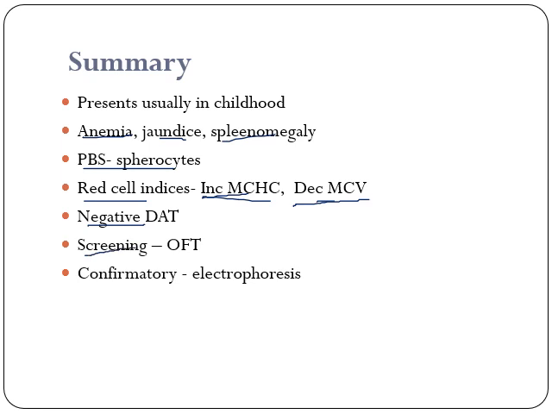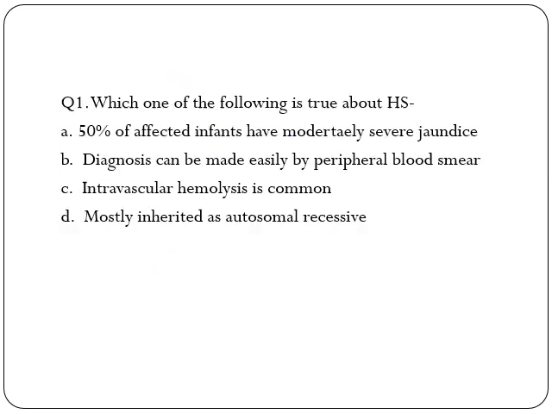The screening test is the osmotic fragility test, and the confirmatory test is electrophoresis. By that we can understand which type of cytoskeletal protein is deficient. This ends my chapter.